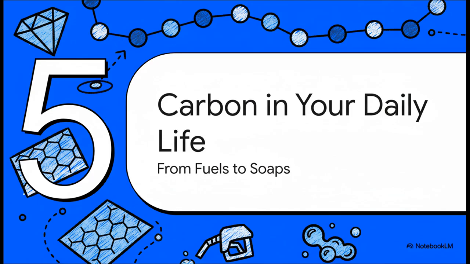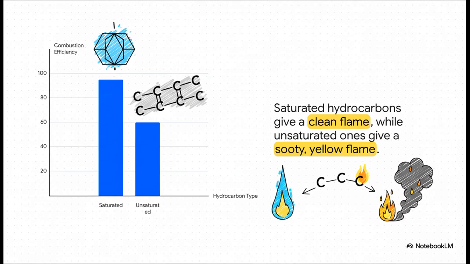Okay, this is all fascinating chemistry for sure, but let's bring it all back home. Where do we actually see these carbon superpowers at work in our daily lives? The answer is literally everywhere. A huge number of our fuels are carbon compounds. When those stable, saturated hydrocarbons burn, they produce a clean, blue flame. Think of a gas stove. But the more reactive, unsaturated ones, they often burn with a smoky, yellow flame because they don't combust all the way. You know that black soot you sometimes get on the bottom of a pan? Yep, that's incomplete combustion of a carbon fuel.